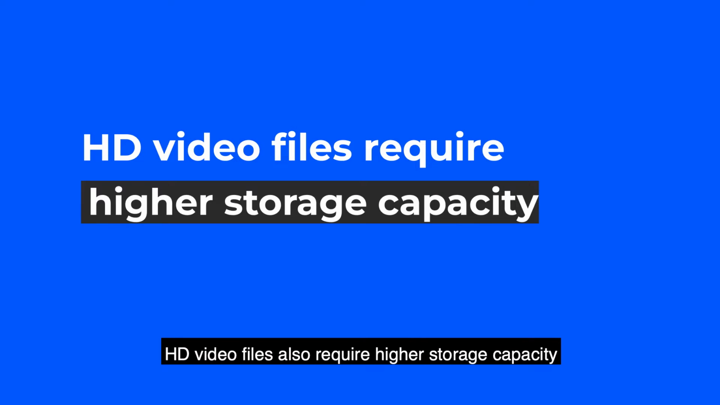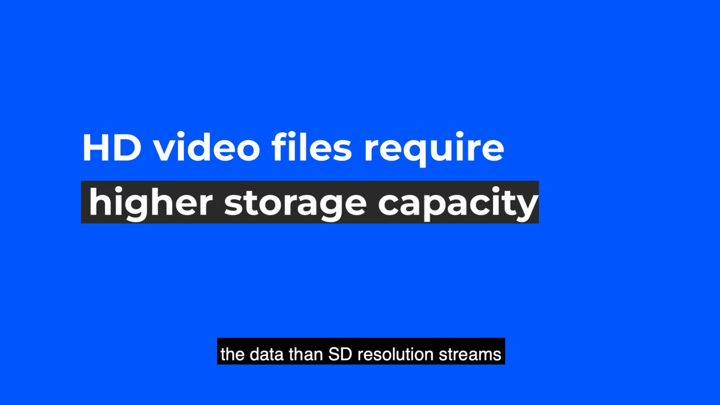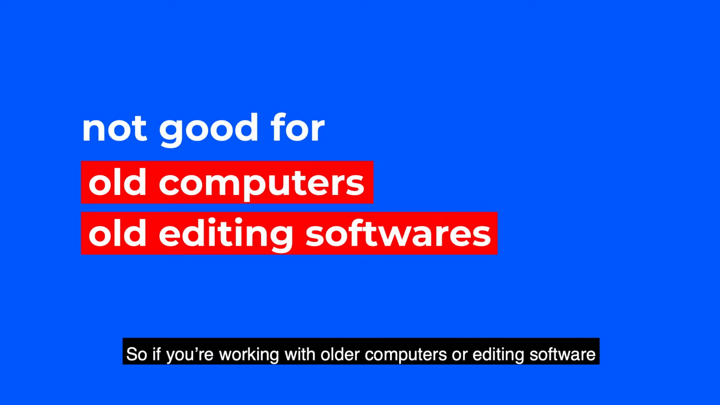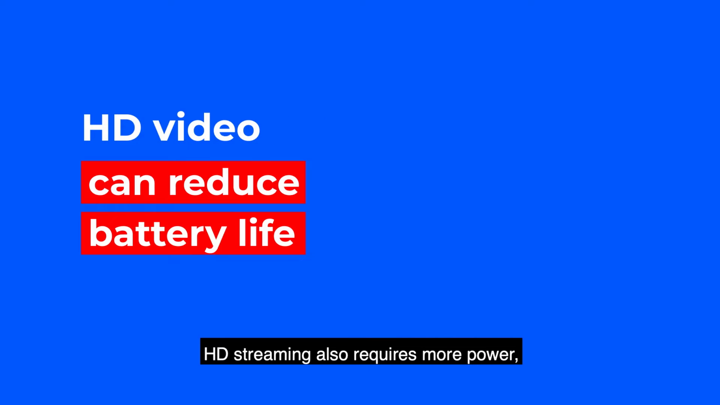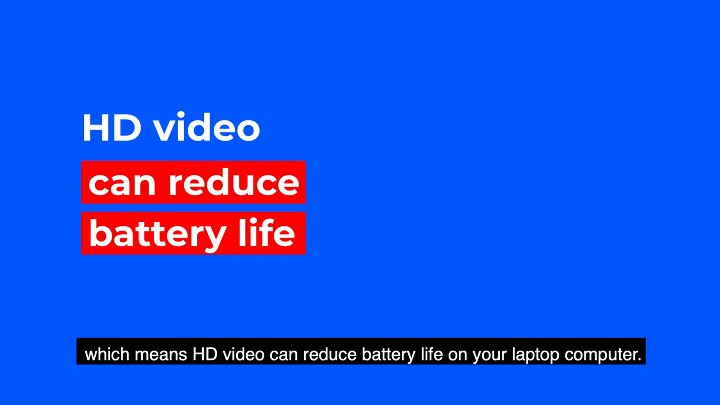HD video files also require higher storage capacity since HD streaming can use up to 4 times the data than SD resolution streams. So if you're working with older computers or editing software, HD may not be a good idea for you as it will slow down processing time considerably. HD streaming also requires more power, which means HD video can reduce battery life on your laptop computer.